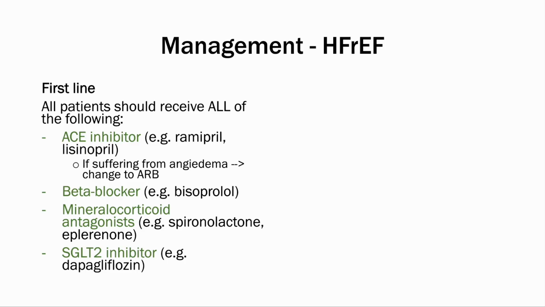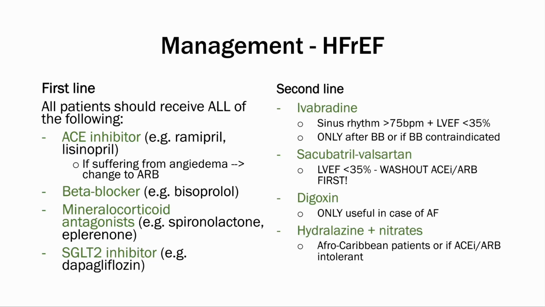Together, these 4 drugs interrupt the vicious cycle of neurohormonal activation, reduce the workload on the heart, and have all been shown to reduce mortality. For second-line options in heart failure with reduced ejection fraction, ivabradine is used if the patient is in sinus rhythm above 70 heartbeats per minute with a left ventricular ejection fraction under 35%, and only after maximizing the beta blocker, or if the beta blocker is contraindicated. Digoxin is useful in patients who also have atrial fibrillation, but it's important to note that it can actually worsen mortality in patients with sinus rhythm, so we do not use it routinely.